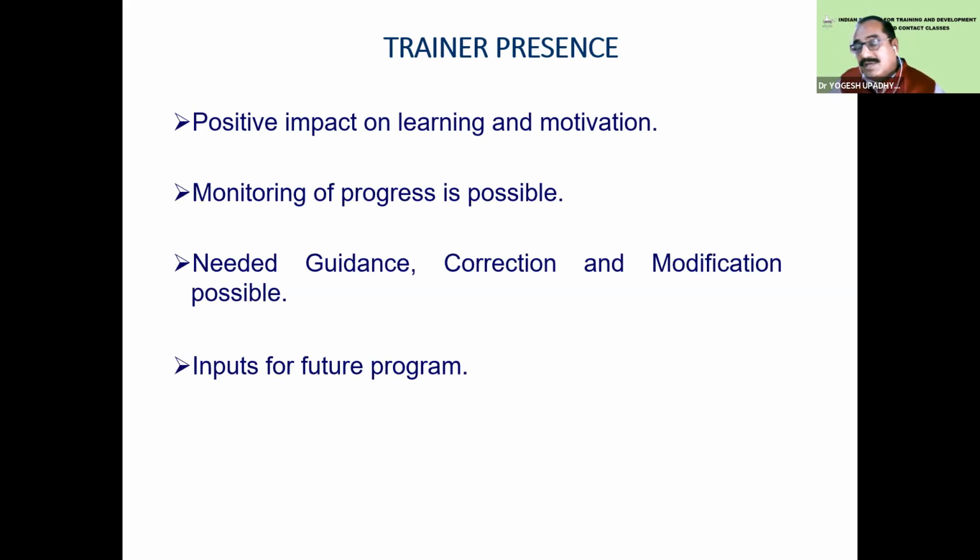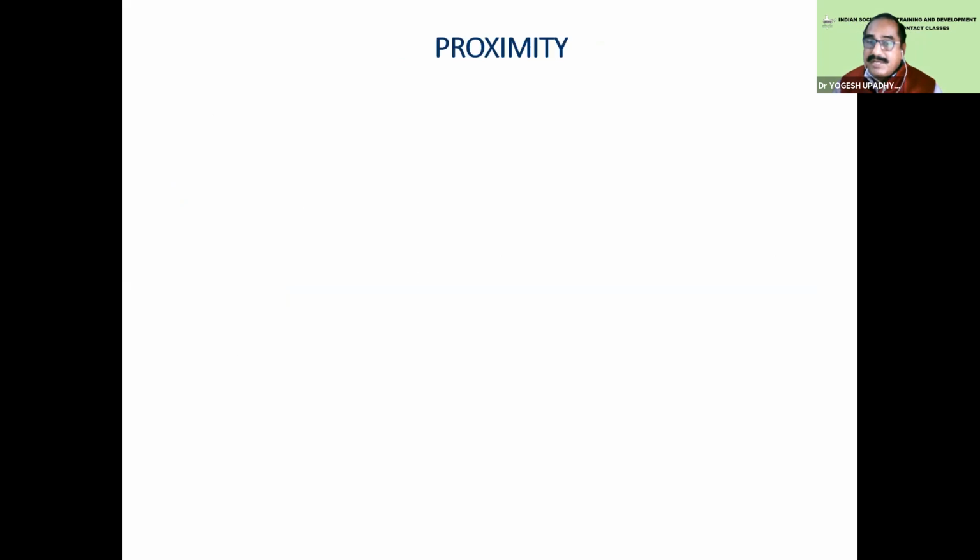Input for future programs. Now, presence: whether you can conduct with one trainer or you need more trainers. If there are highly interactive sessions, where the trainees are to be monitored very closely, then you need more than one trainer also. Then proximity. Proximity means we have distance learning. Distance learning has an advantage.